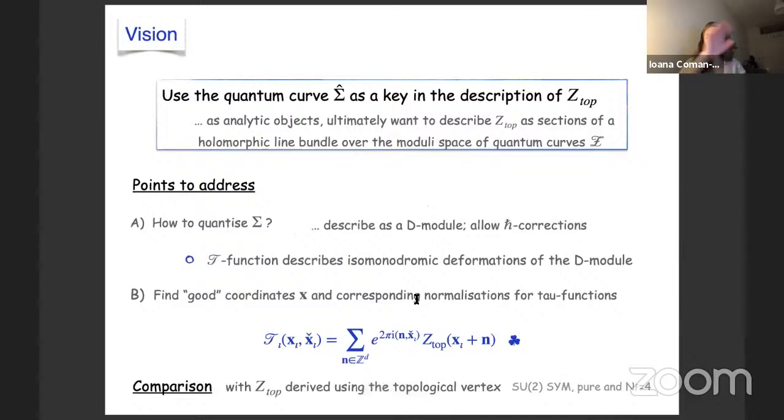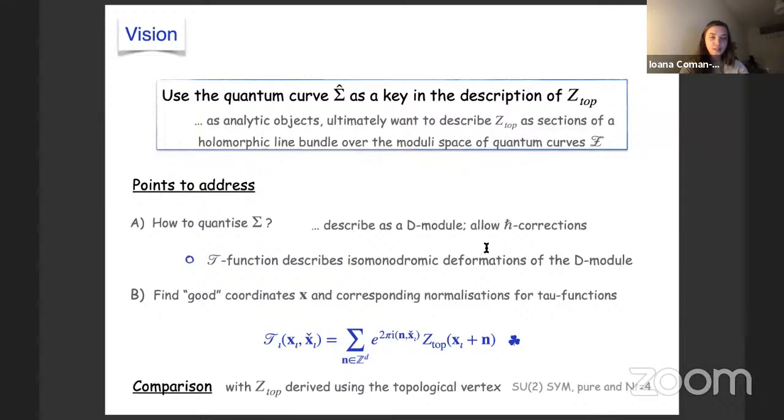Let me just outline where we're going towards. So we are trying to formulate a picture where the topological string partition functions are seen as sections of a holomorphic line bundle over the moduli space of quantum curves. And so to make this idea precise, what I need to address are two points. So first, we have to say how to quantize the Seiberg-Witten curve. And what precisely is meant by this quantization?